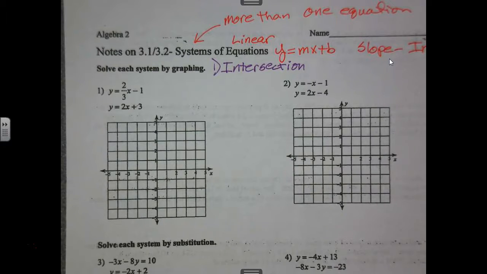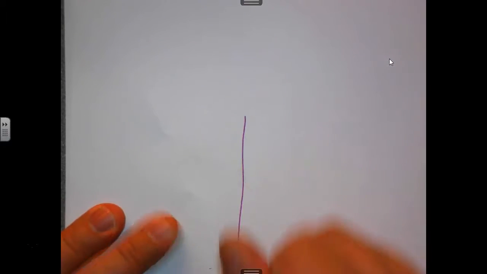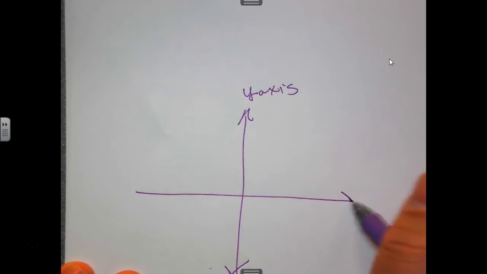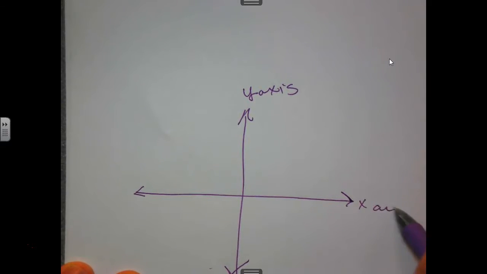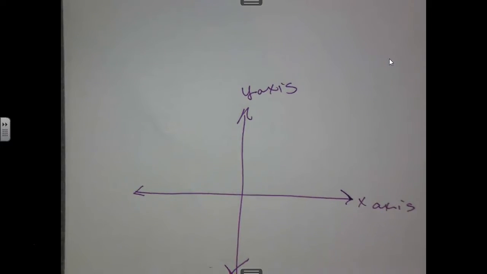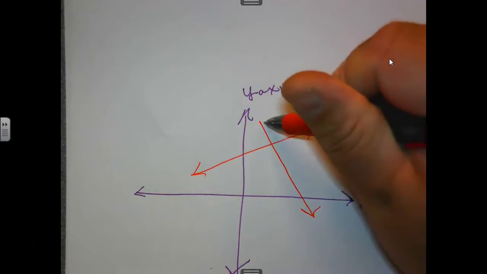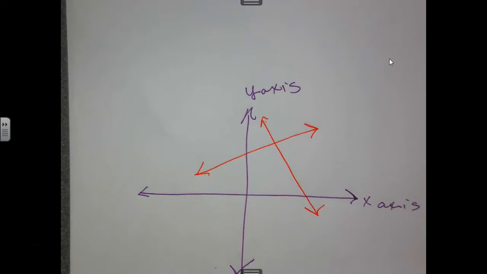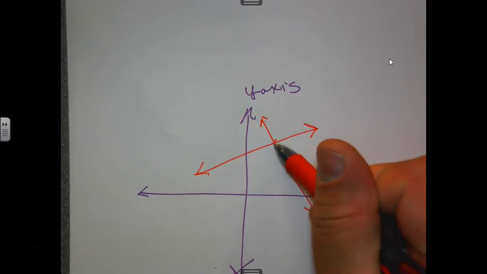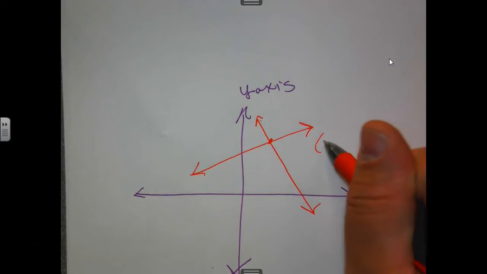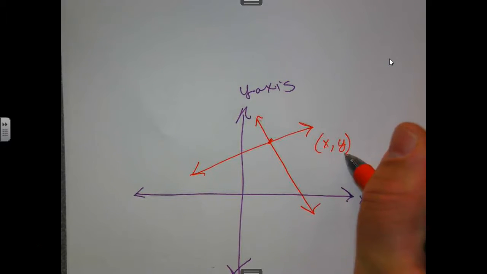I'll do a very crude graph here. Here's my y-axis. Here's my x-axis. I have two lines, one here and one here. I get exactly 1 point, correct? So your solution is going to be exactly 1 point, and you're going to have an ordered pair as your solution. So that's the first one.